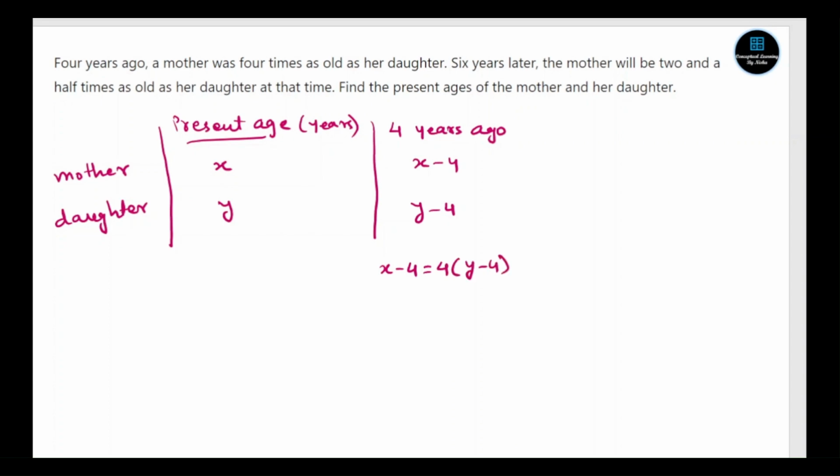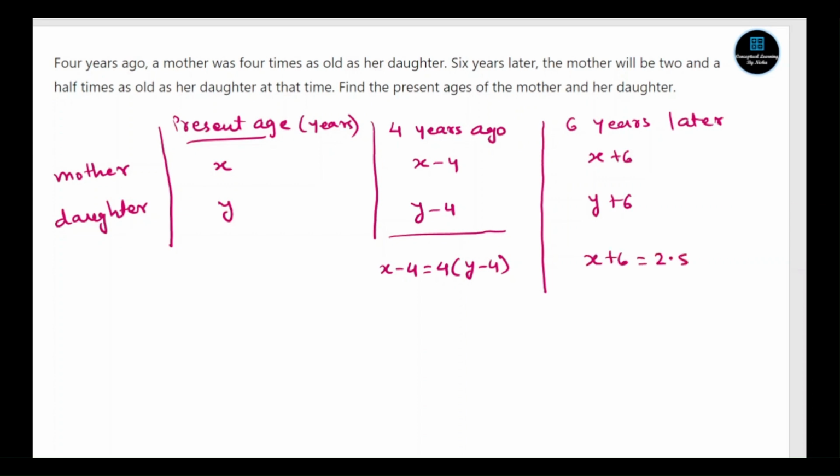So this is the representation of this situation. Okay, now 6 years later means after 6 years, right? 6 years later, so mother's age becomes x plus 6 because present age is x, daughter's age is y, so y plus 6. Now what they are saying, the mother will be 2.5 times as old as the daughter that time. So mother's age will be 2.5 times y plus 6.